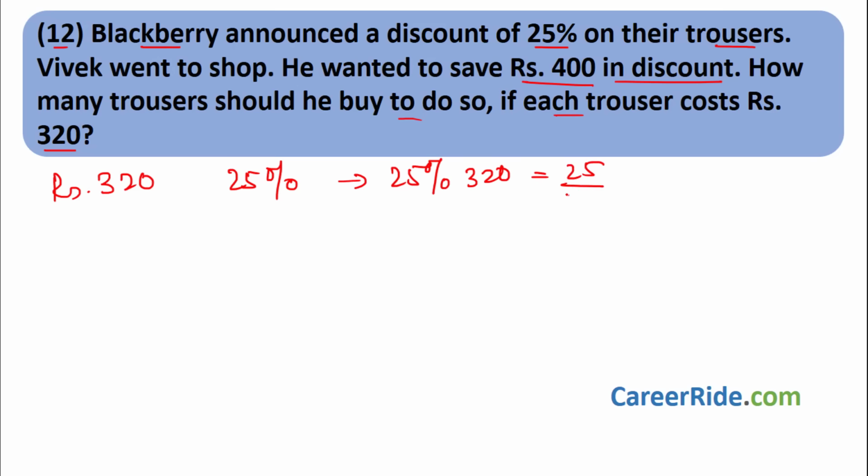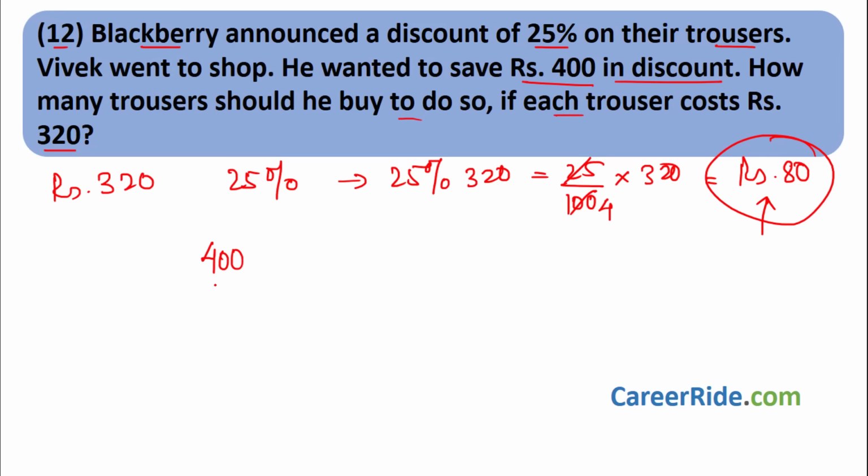That is nothing but 25% of 320. That is 25 upon 100 into 320. 25 fours are rupees 80. So on each trouser Vivek can save rupees 80. Now he wants to save 400 rupees in discount. Here on each trouser he is saving 80 rupees in discount. So how many trousers should he buy so that he will save 400 rupees in discount?